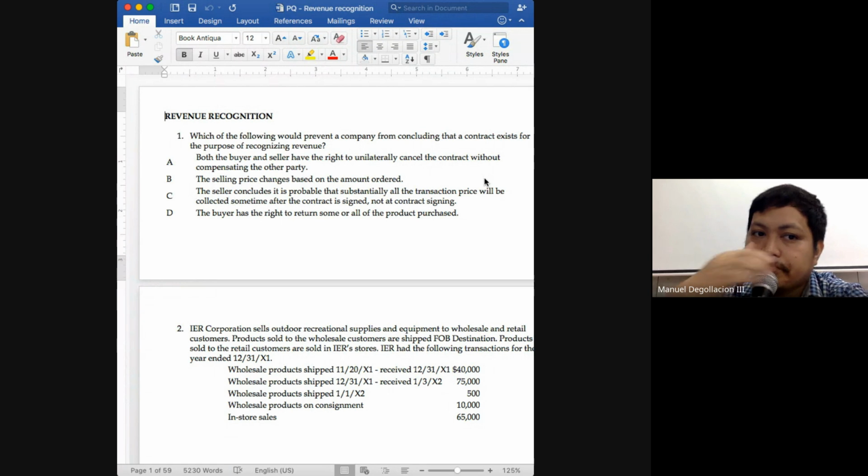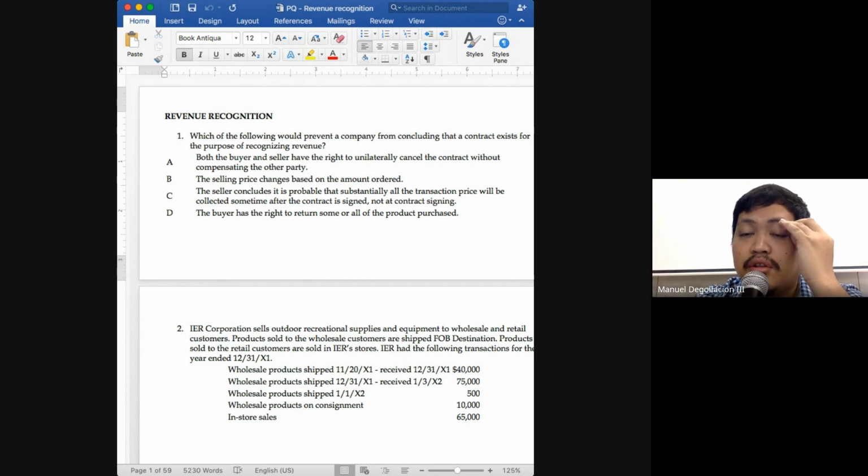Number 1, which of the following would prevent a company from concluding that a contract exists for the purpose of recognizing revenue? Would prevent. Letter A, both the buyer and seller have the right to unilaterally cancel the contract without compensating the other party. If this condition exists, can we say that there is already a contract? No. So already this would be the answer in number 1.